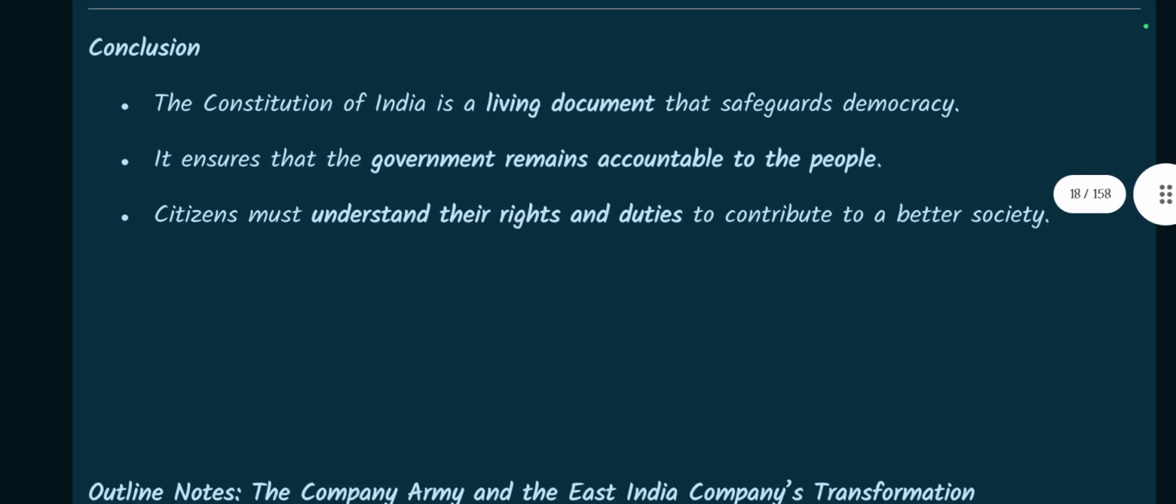In conclusion, the Constitution of India is a living document that safeguards democracy. It ensures the government remains accountable to the people. Citizens must understand their rights and duties to contribute to a better society.